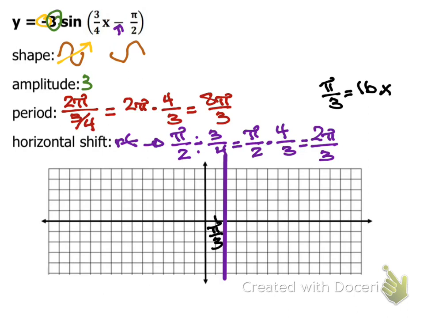To graph sine, we start with a 0. We have a 0 at the end of our period, which is 8 pi over 3, which will be 8 boxes away. 4, 5, 6, 7, 8. Halfway between is another 0. Halfway between my first two zeros is usually a maximum, but we flipped it over, so it's a minimum, and I'm going down 3 because that was my amplitude. And then halfway between my other two zeros is a maximum.